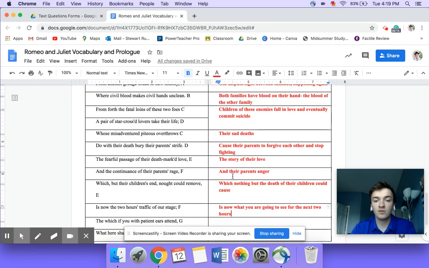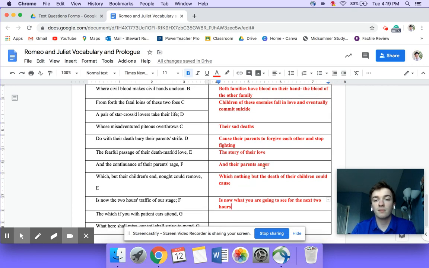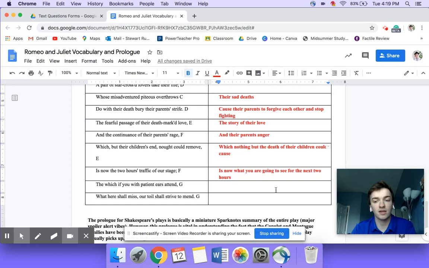And the story of their love and their parents' anger, that parents' anger could not be undone by anything but the death of those children. The children have to die in order to end that feud, is now what you are going to see for the next two hours on this stage. So, the which, if you with patient ears attend, what here shall miss, our toil shall strive to mend.